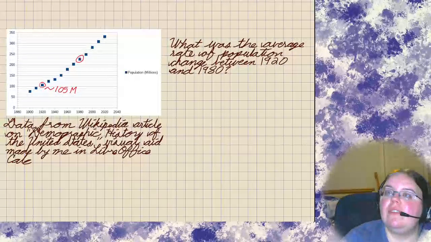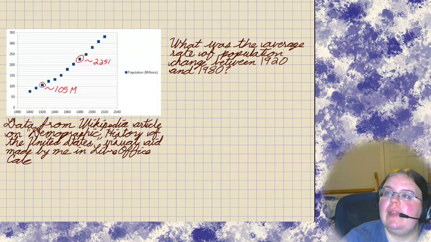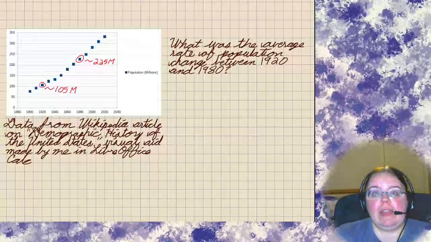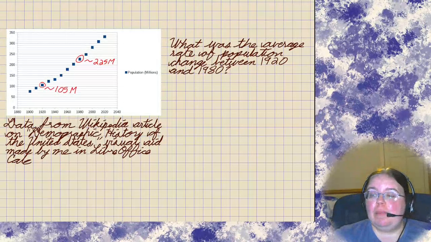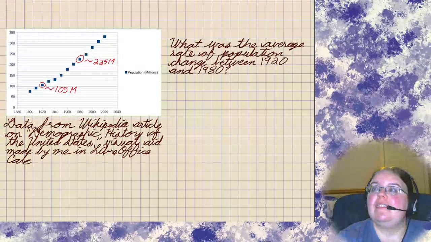This one right here is also kind of in between. Let's see, 200, 210, 220, and then up past it would be 230. So we've got about 225 million. You could go back to the original data set and get more precise figures, but this is enough for estimation purposes.